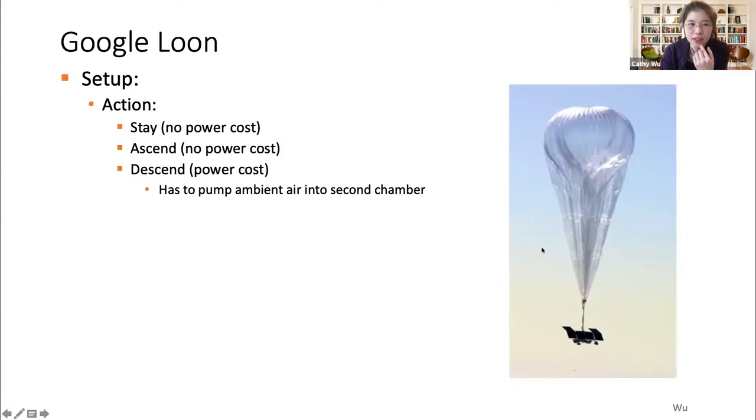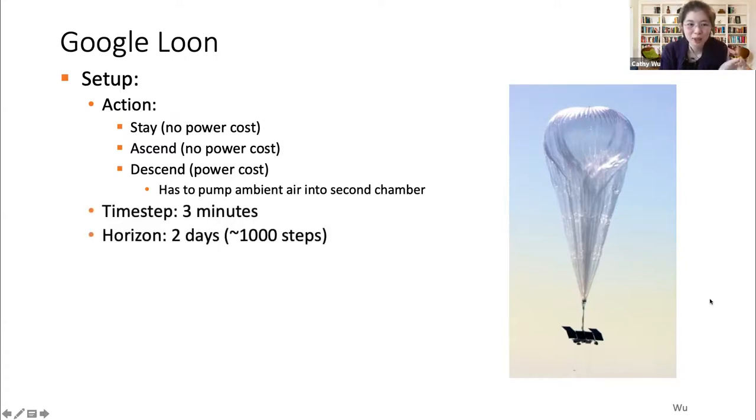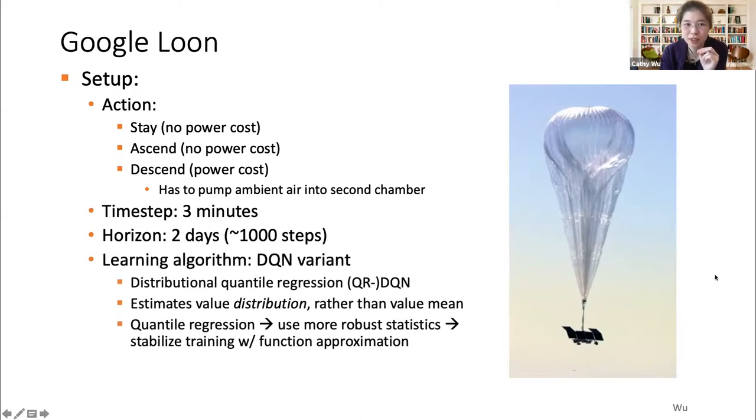So here's the action space. Basically, the balloon can stay, ascend, and descend. This is important to keep in mind: the balloon does not move left or right. It moves up and down, and then the wind carries it left or right. So if you want to go left, you go to an altitude where the wind is blowing left. That's just good to keep in your head. The time step is 3 minutes. The horizon is roughly 2 days, so about 1,000 steps. The learning algorithm is a DQN variant. I'm not going to talk about the details.